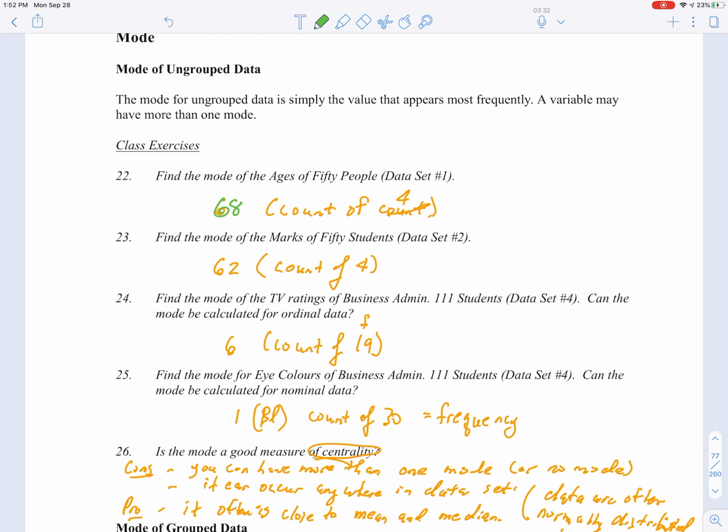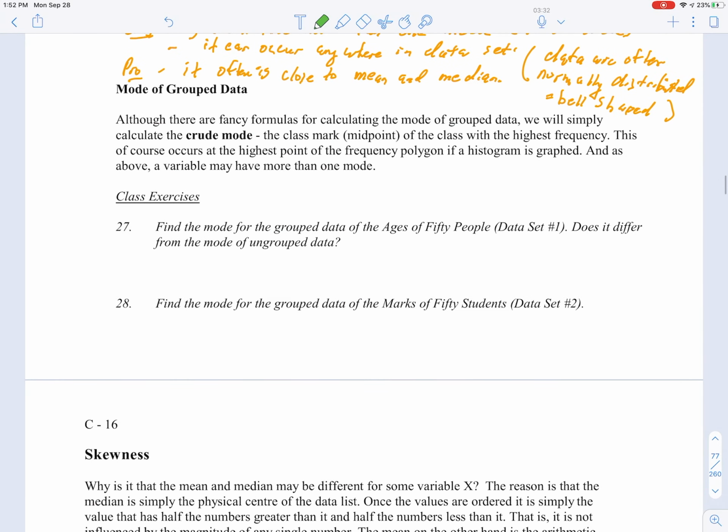So it was 68 with a count of 4. And then for the marks of 50 students, it was 62. So I'm just going to put those down here and say, so we had 68 and we had 62. That was for the ungrouped data here.